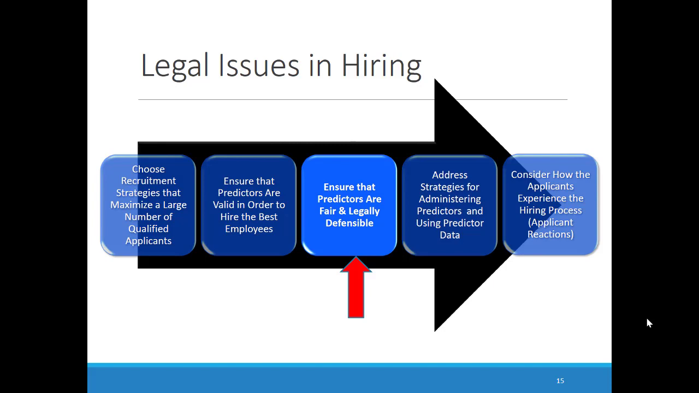We are talking about strategic issues in selection procedures. And in this video, we are going to focus on ensuring that predictors are fair and legally defensible.